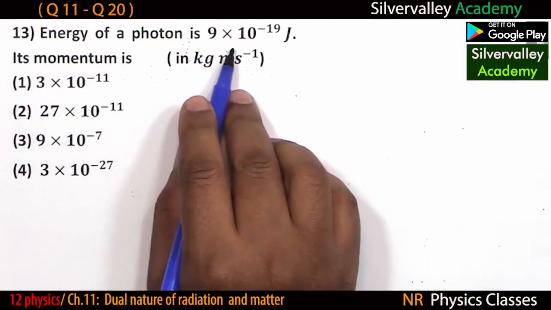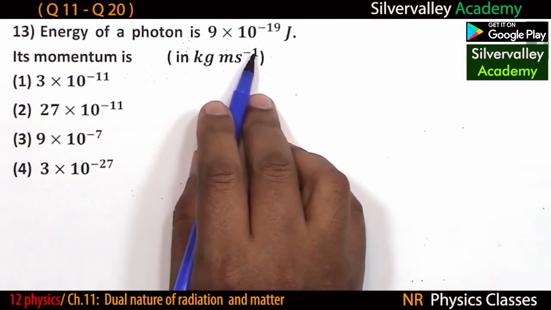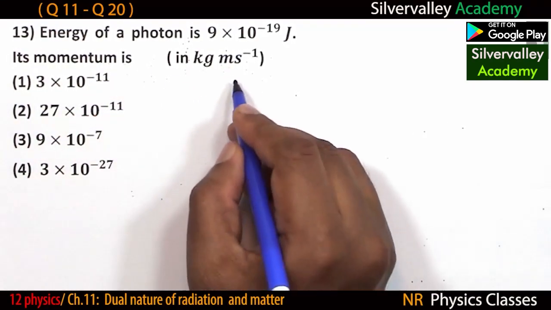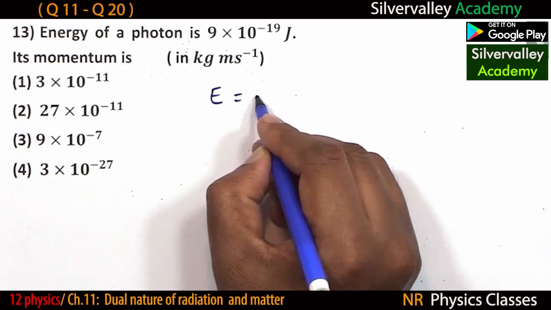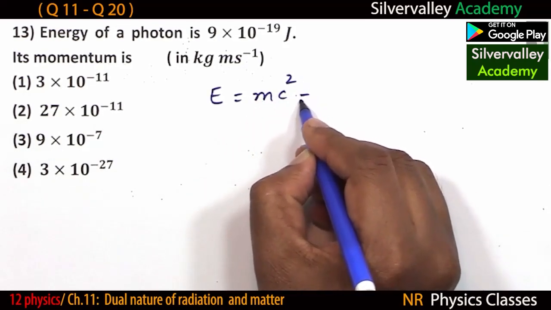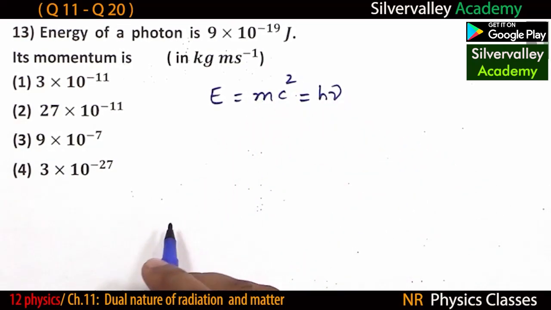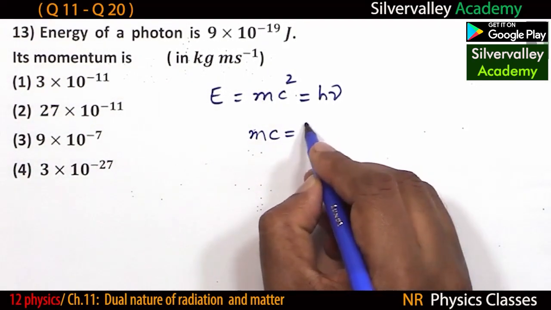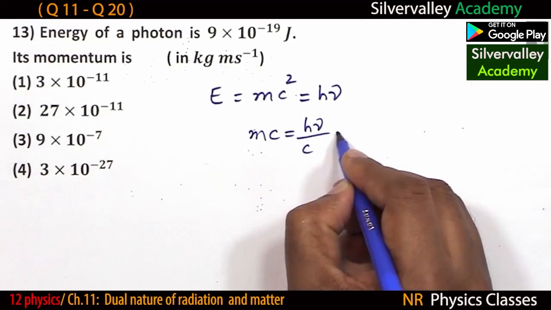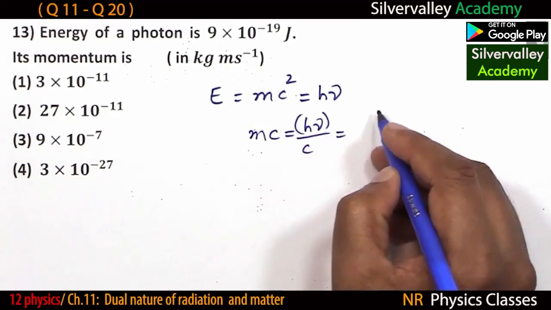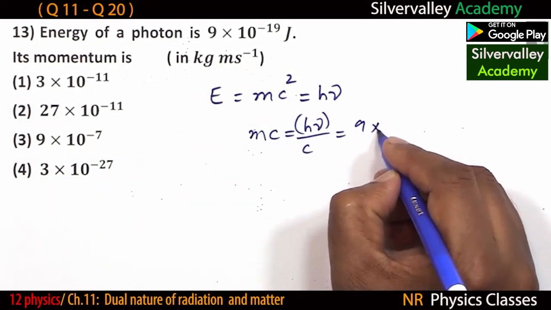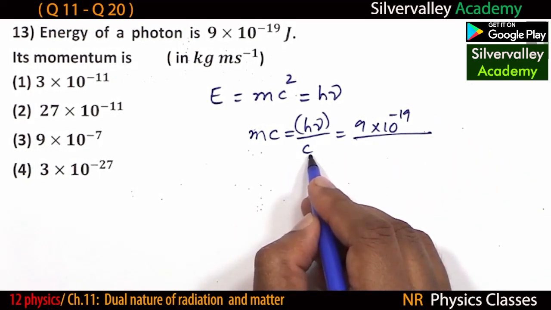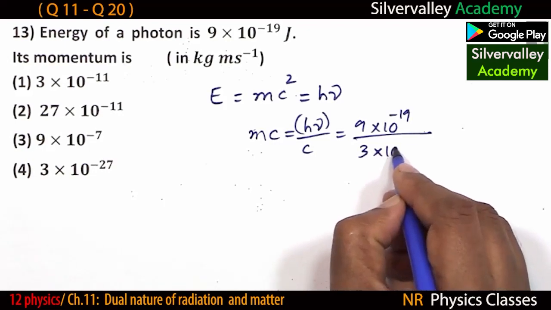Energy of a photon is this. Its momentum is? So E equal to mc square. E is also equal to h nu. So mc equal to h nu by c. What is h nu? Energy. Energy is given, 9 into 10 power minus 19. c is speed of light in vacuum, 3 into 10 power 8.